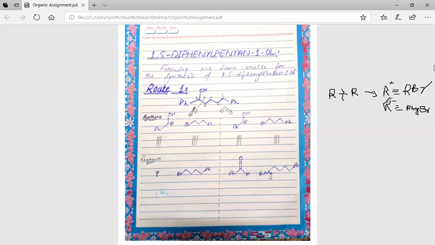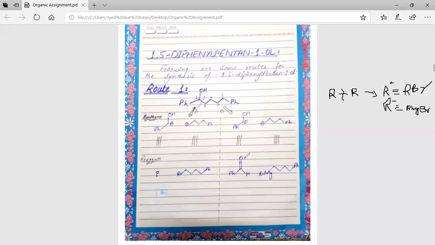Now moving towards my example, the route one for the example, and the second path, possibility B. We have a positive ion on the carbon that is attached to phenyl and hydroxyl group, and the negative ion on the carbon that is attached to the phenyl group with three other carbon atoms. So the reagent for this compound is benzaldehyde. This may be a possibility for this reaction, but it should not be acceptable because it is missing one reagent. So path B will provide the synthesis of route one.